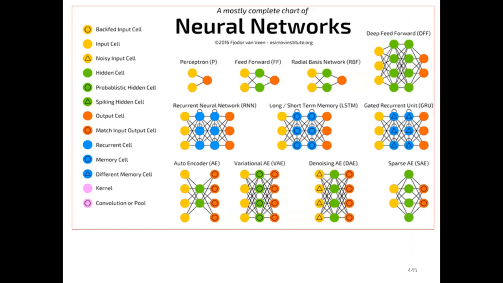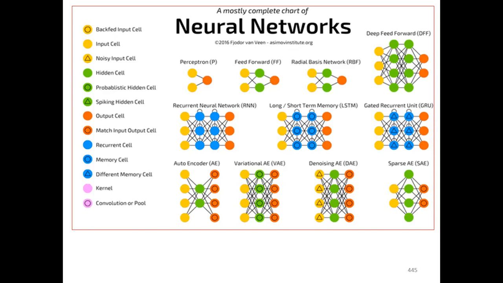Usually what is meant by perceptron? Perceptron is a neuron, perceiving the information from the input layers and giving the output layer. Feed forward, FF. If you are performing feed forward neural network from left to right, then it is called feed forward neural networks. Radial basis network, RBF.